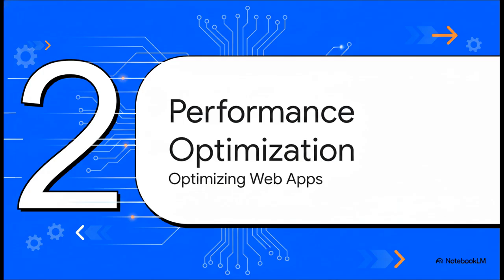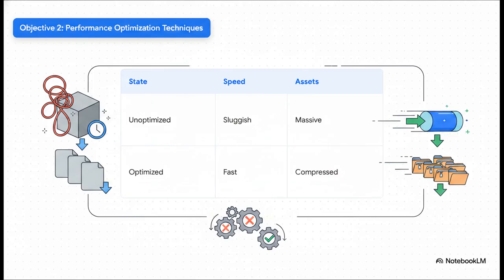Moving right along to part 2. Optimizing web app performance. Let's look under the hood. Think about the huge difference between a sluggish, clunky application and a blazing fast PWA, right? An unoptimized app makes users wait. It downloads massive uncompressed files, it blocks the main thread, and it basically just leads to a totally frustrating user experience. Nobody wants that.